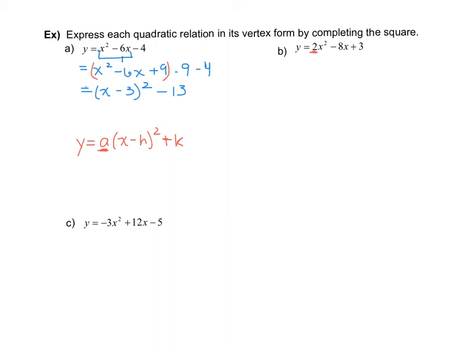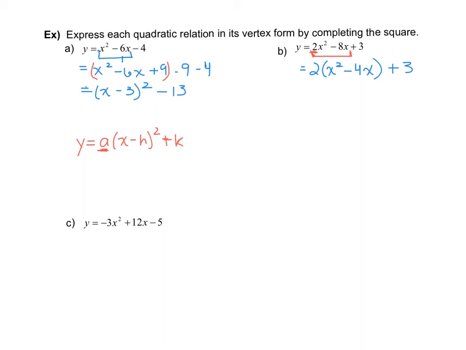So our first step will actually be to common factor the 2 only out of the first 2 terms, the x squared term and the x term. So we common factor 2 out of the 2x squared, so we are left with an x squared, and out of the minus 8x, we're left with minus 4x. That's the very first step, and we still have the plus 3 on the end. We don't need to take the 2 out of that.